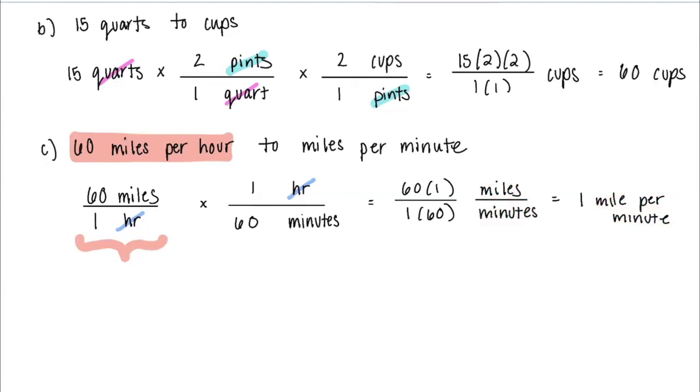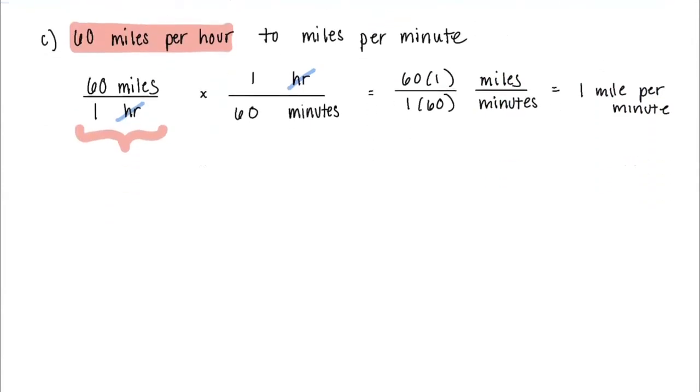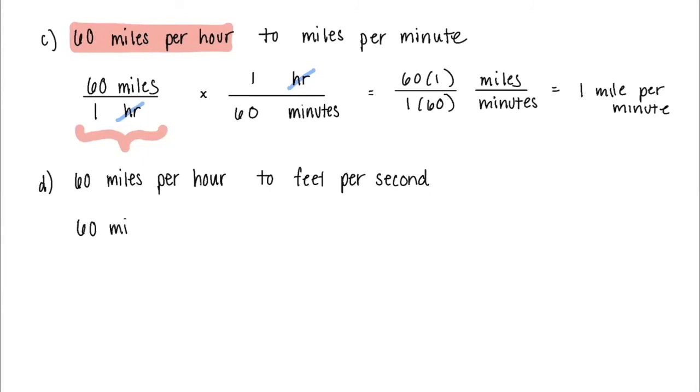Okay. We'll try another one of these rates. We'll still work with the 60 miles per hour, and we're going to convert it to feet per second. And so this one's definitely harder because I have to convert both these units. I've got 60 miles per 1 hour. I want to convert to feet and I want to convert to seconds.